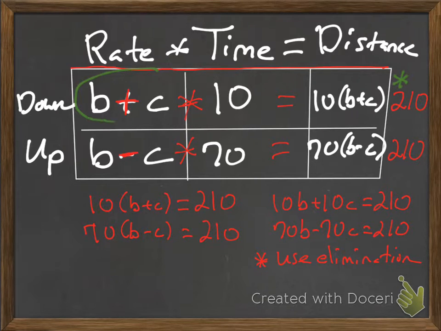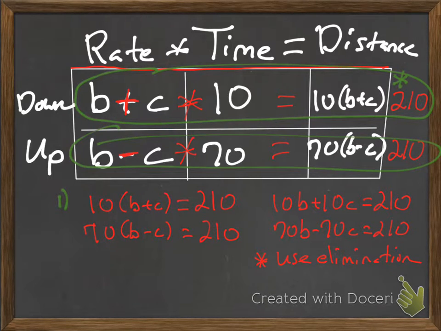So we're going to go across on our rows to get the first equation and across on our second row to get our second equation. We get the equations using the very last column. So we have 10b plus 10c equals 210 and 70b minus 70c equals 210. We're going to go ahead and use the elimination method.